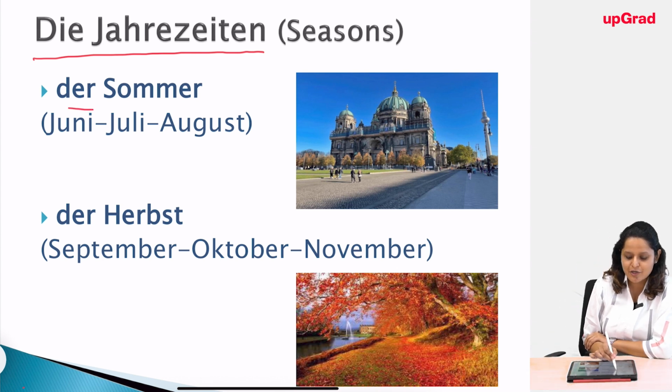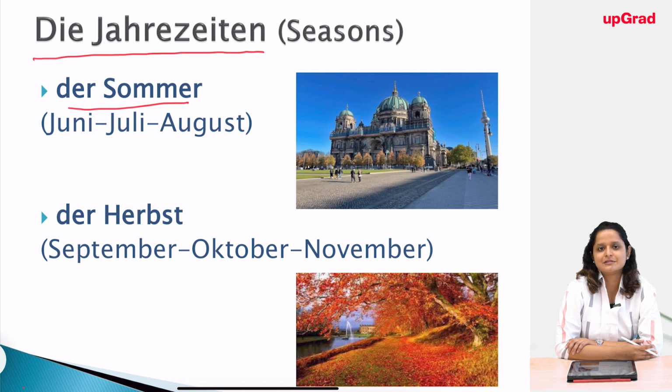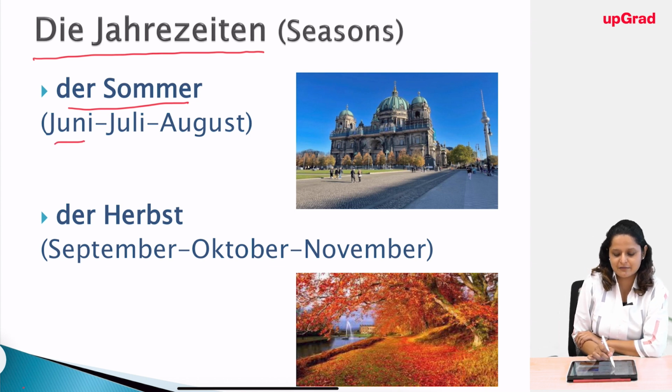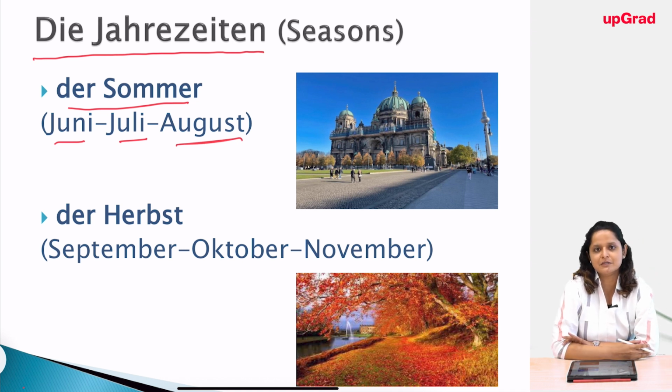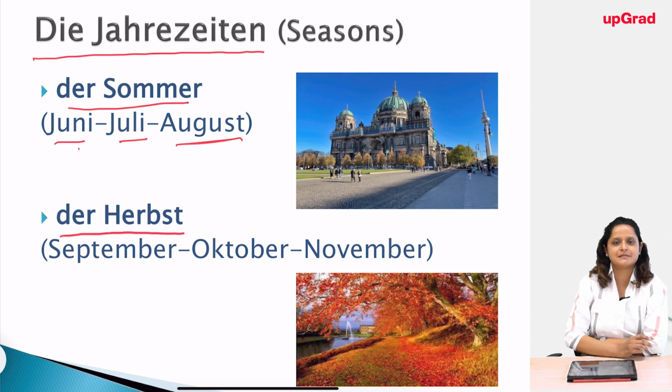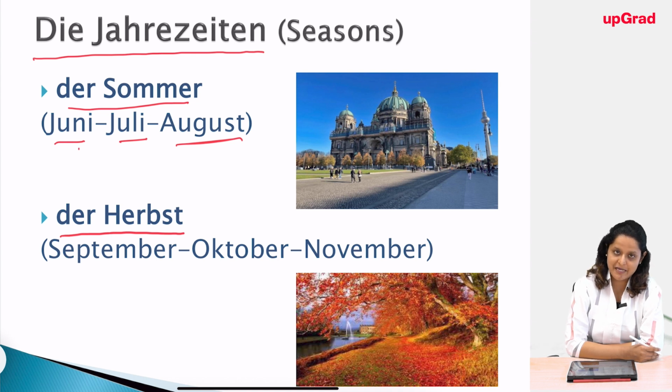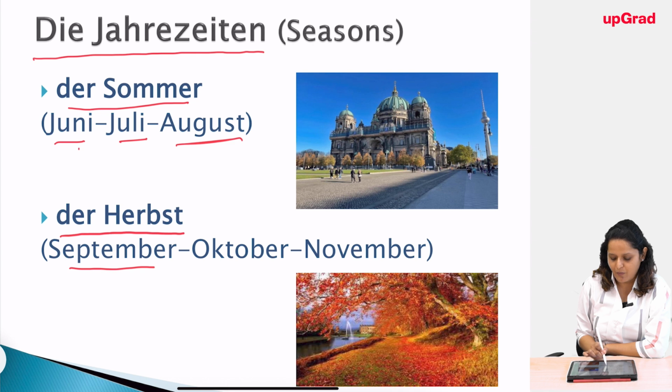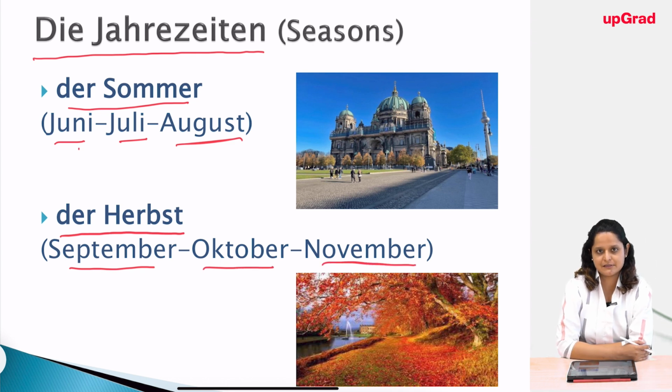We start with der Sommer, which is summer. Summer in Germany is from the months of Juni, Juli und August, that is 3 months of summer, June, July and August. So the noun here is der Sommer. Remember to not stress on the R too much at the end. Der Sommer, which is from June to August. The next season that comes after summer is fall, which is called der Herbst, which ranges from September to November. So September, Oktober und November is Herbst. So der Sommer, der Herbst.